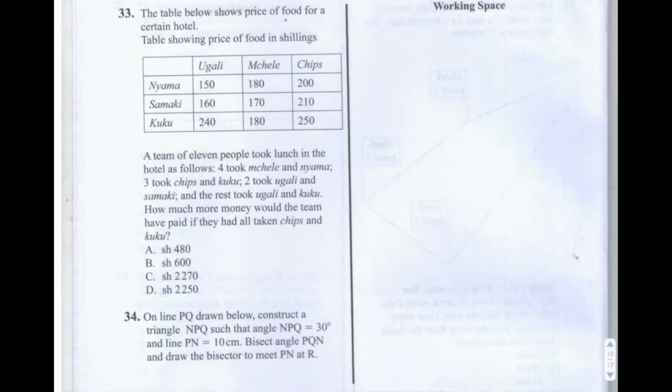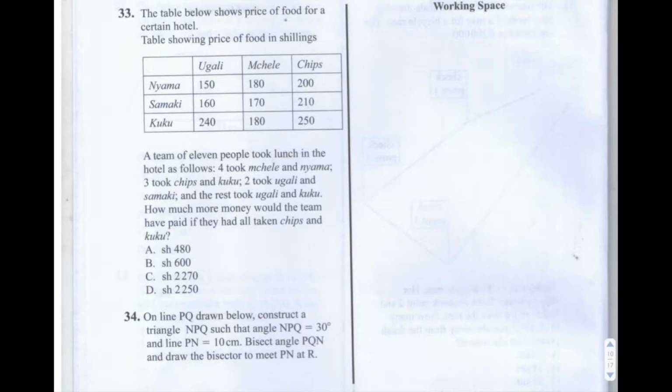So if you want ugali and nyama, that's 150. Mchele and nyama is 180. Chips and nyama is 200. Samaki and ugali is 160. Mchele and samaki is 170. Chips and samaki is 210. Kuku and ugali is 240. Mchele and kuku is 180, and chips and kuku is 250.